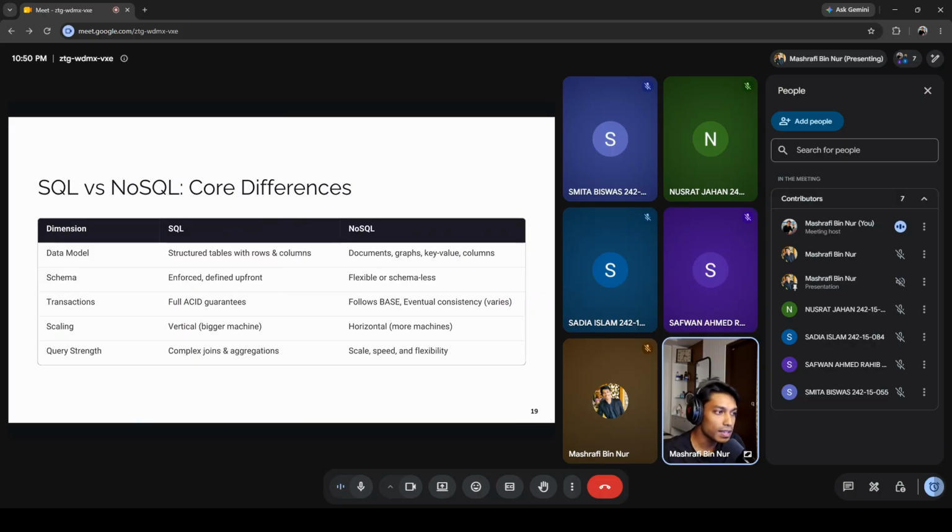The second one is the schema. The schema in SQL is enforced or defined upfront. On the other hand, NoSQL is flexible because we are keeping it in one document only. The third point is the most important point of this comparison. That is the transactions. And this actually decides if we are going to use SQL or NoSQL.